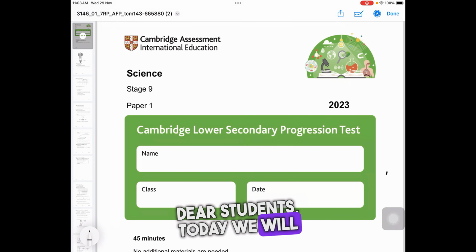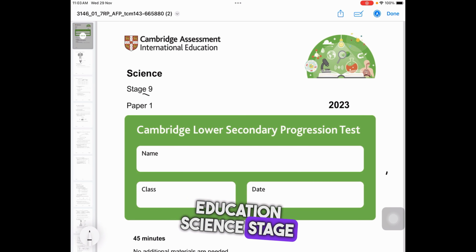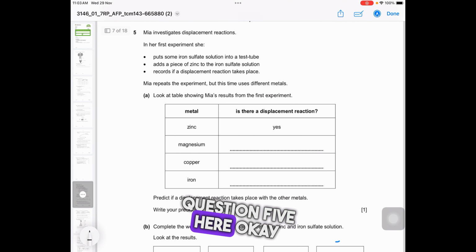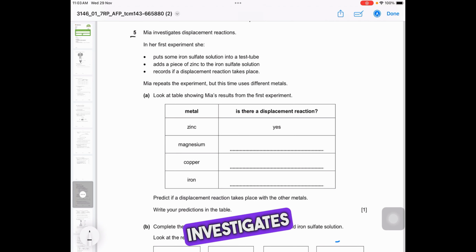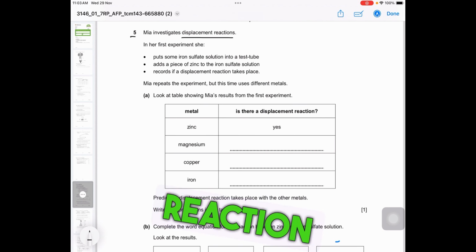Dear students, today we will look into Cambridge Assessment International Education Science Stage 9 Paper 1 2023 paper question 5 here. Okay, question 5. Mia investigates displacement reaction. So this question is related to displacement reaction.